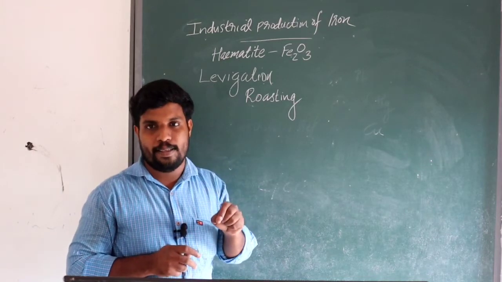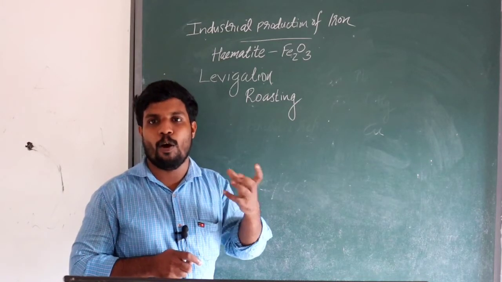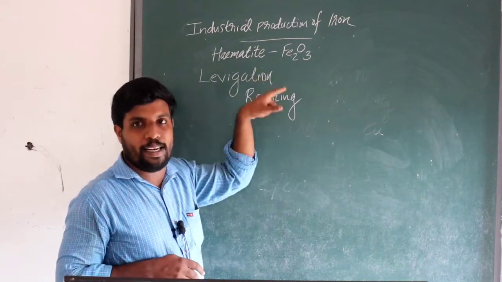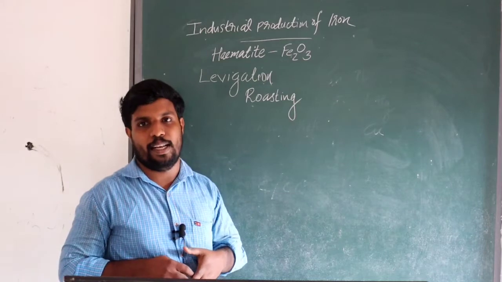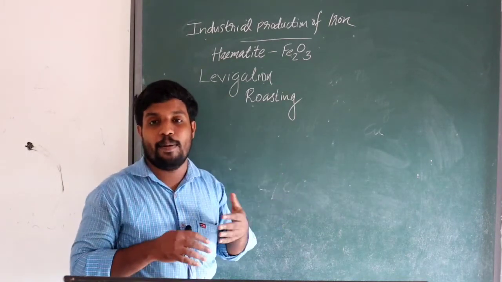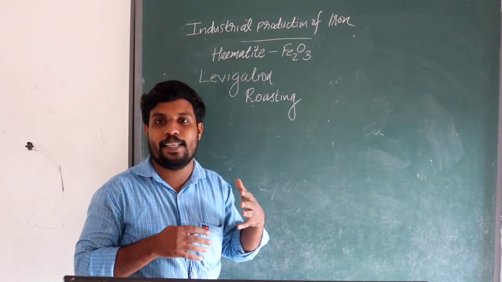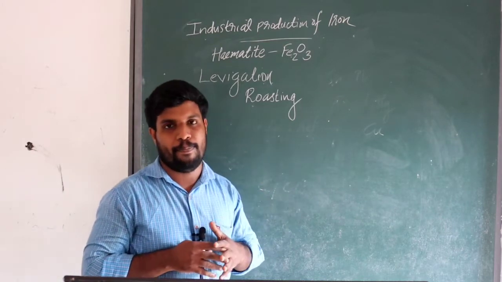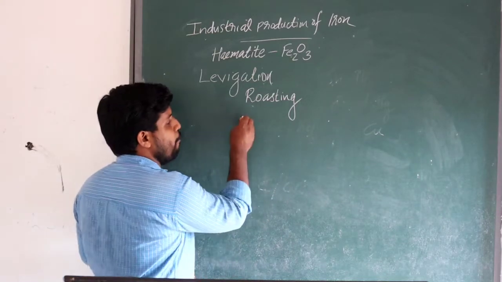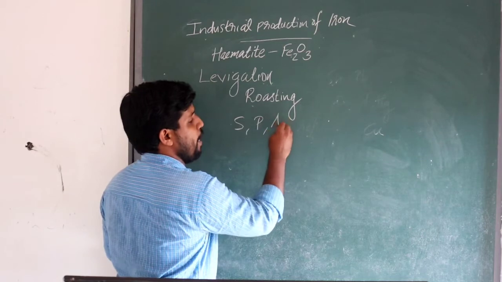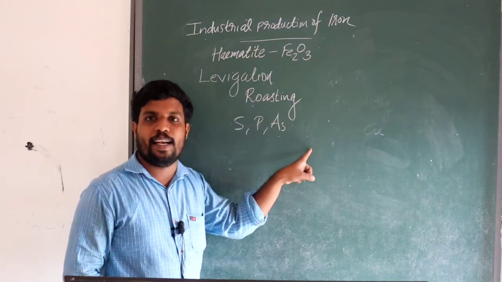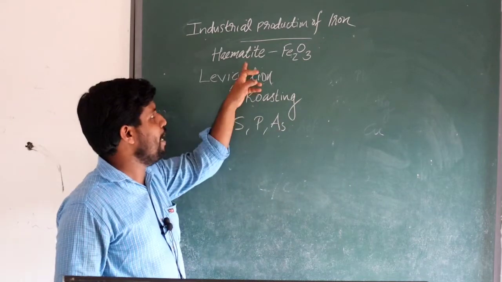As a part of that, the water will be lost in the form of water vapor, because we washed the ore, so it is wet ore. We can remove the water content by the heating process. Then the ore contains other impurities like sulfur, phosphorus and arsenic, which are the other impurities contained in the hematite.